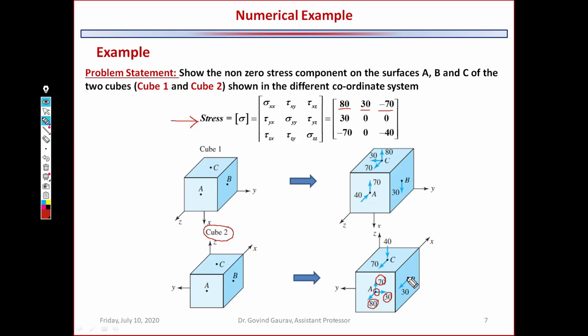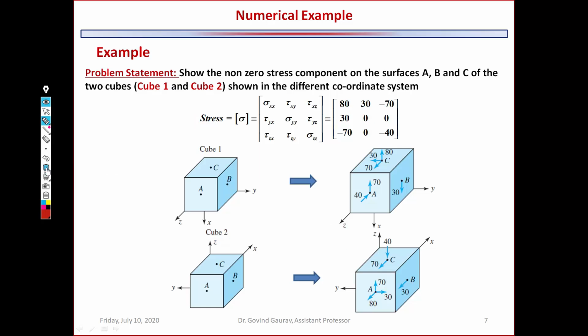For the face B, we have only one value of the shearing stress that is acting in the positive direction. That's why over here it represents only 30. The other values are 0 and 0. The normal stress acting on the y plane is 0, and the shearing stress acting on the y plane is also 0, that is directed in the z direction. So we haven't represented the other forces.